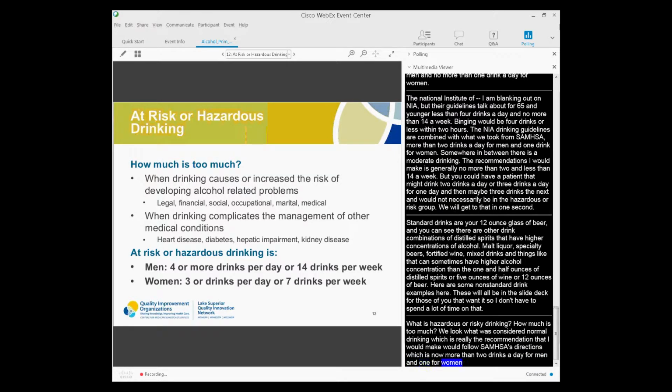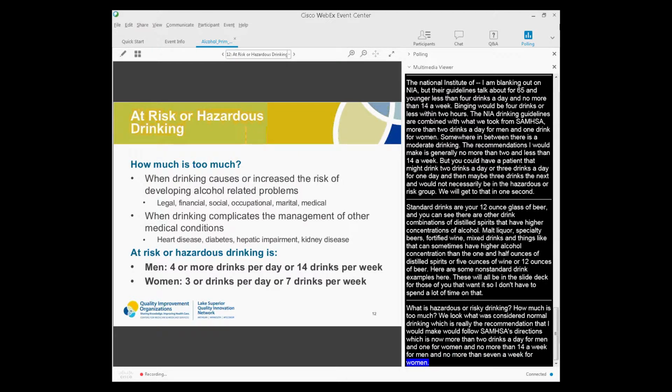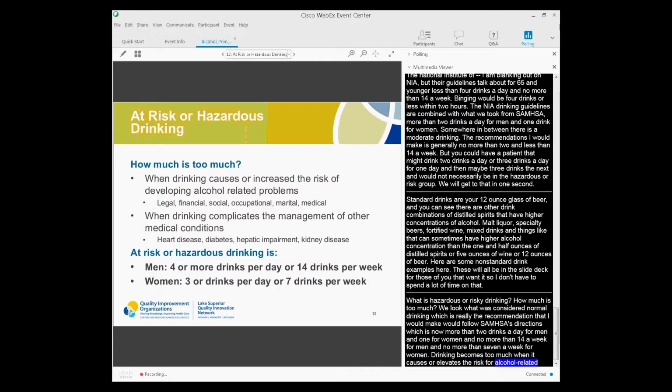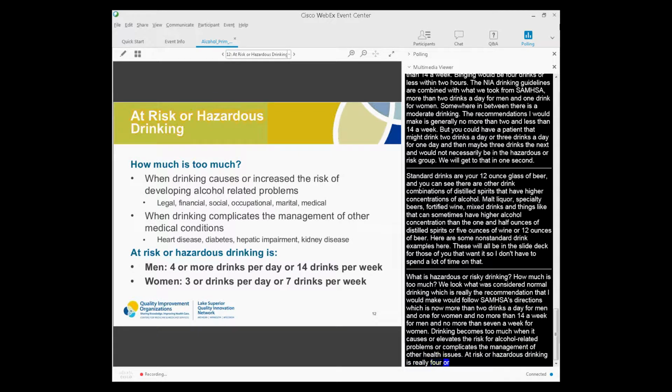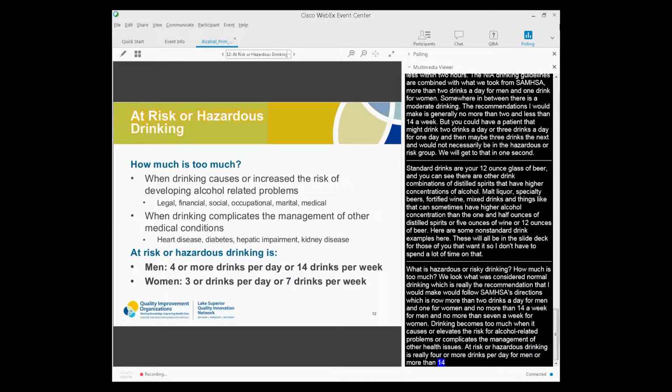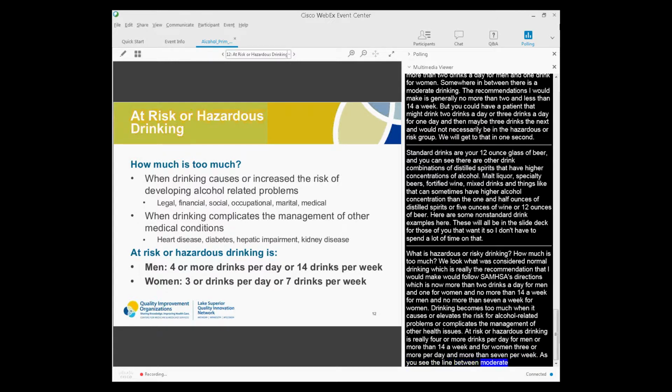So drinking becomes too much when it causes or elevates the risk for alcohol-related problems or complicates the management of other health issues, okay? So at-risk or hazardous drinking is really 4 or more drinks per day for men, or more than 14 a week, and for women, 3 or more per day and more than 7 per week. You can see that the line between moderate and at risk is kind of blurry at times.